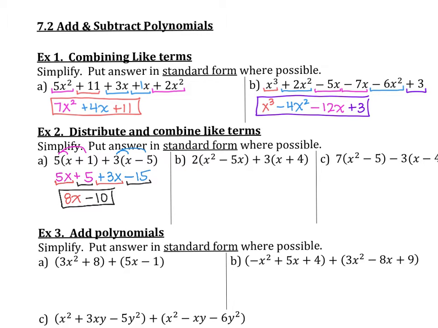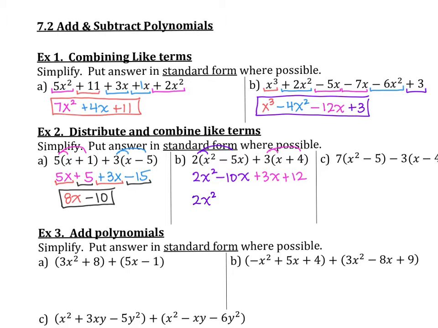Okay, I see parentheses again, so I'm going to go ahead and distribute. 2x to the second minus 10x plus 3x, 3 times 4 plus 12. Okay, now I'm going to go ahead and look for like terms. I see x to the second is the highest exponent. And there's no other x to the second, so I'll leave it as 2x to the second.